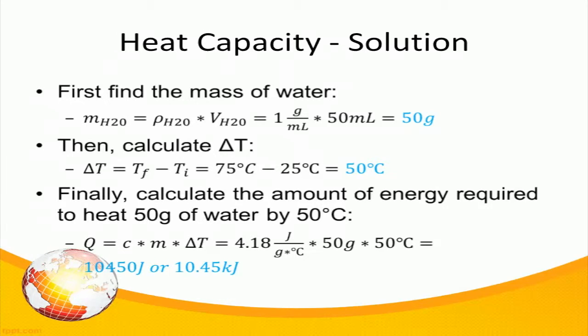Finally, we can plug all the variables into the equation to find the total heat necessary to warm the water to this final temperature. Multiplying, we get 10,450 joules, or 10.45 kilojoules, heat needed as input.